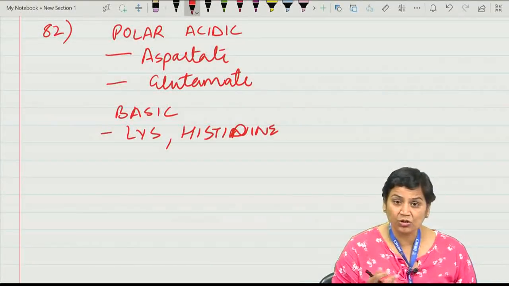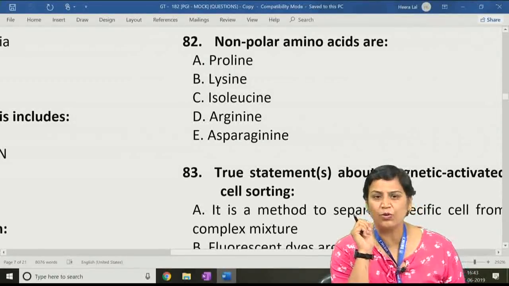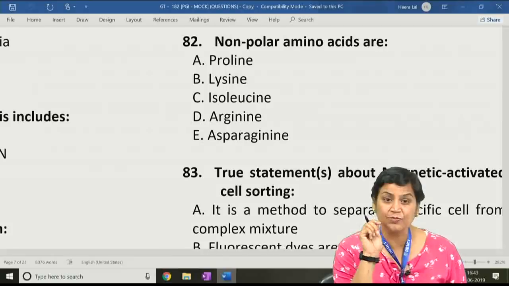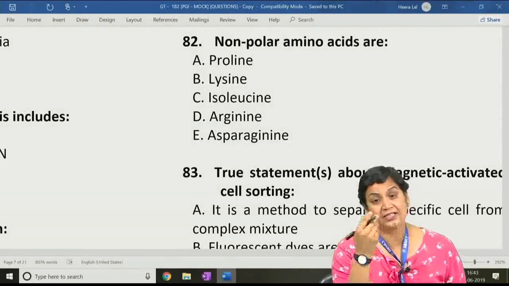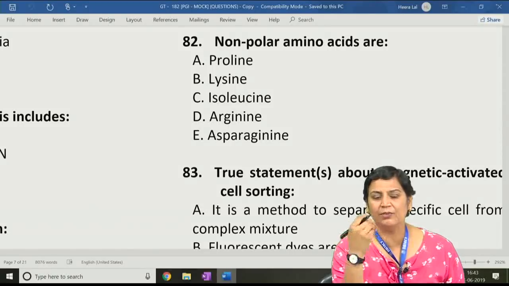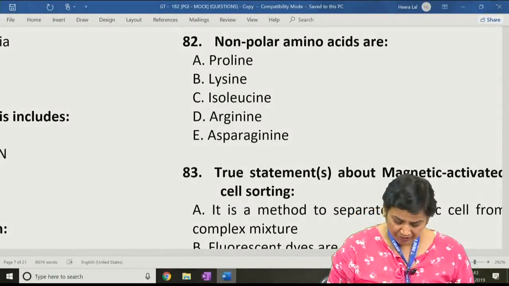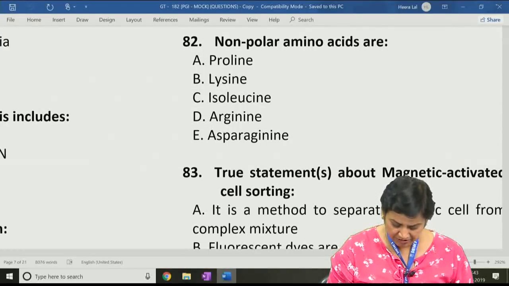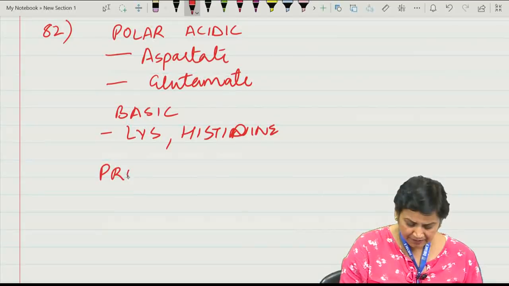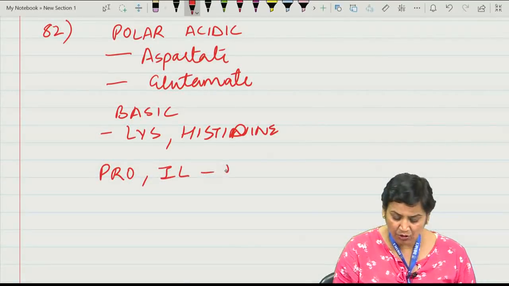Now here the question is non-polar. Let's look at the question options. Proline is a non-polar amino acid. Lysine is polar. Isoleucine is again non-polar. And arginine and asparagine come under polar but uncharged. So in question number 82, the answer would be proline and isoleucine, which are non-polar.